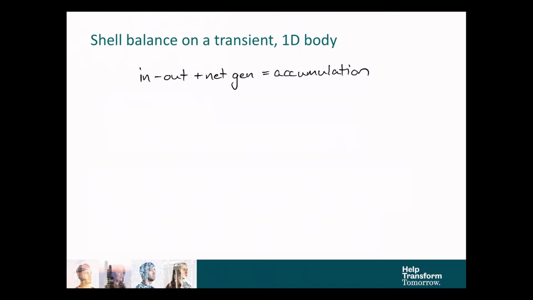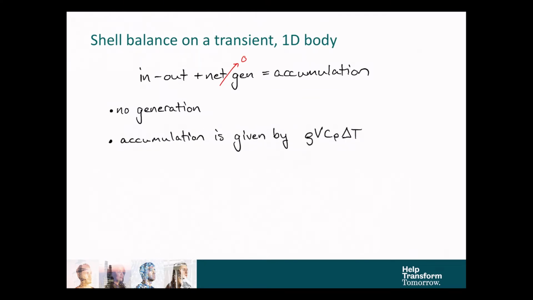Start with an energy balance. In minus out plus net generation equals accumulation. In this instance, we don't have any generation term. It's just a solid metal conductor. So we'll neglect that. Net generation goes to 0. And we're going to give the expression for accumulation because in this case, it's a transient problem. So we're not at steady state.